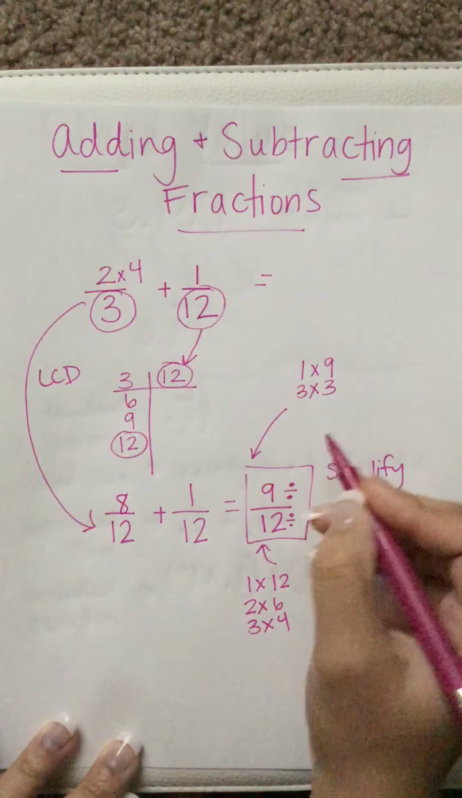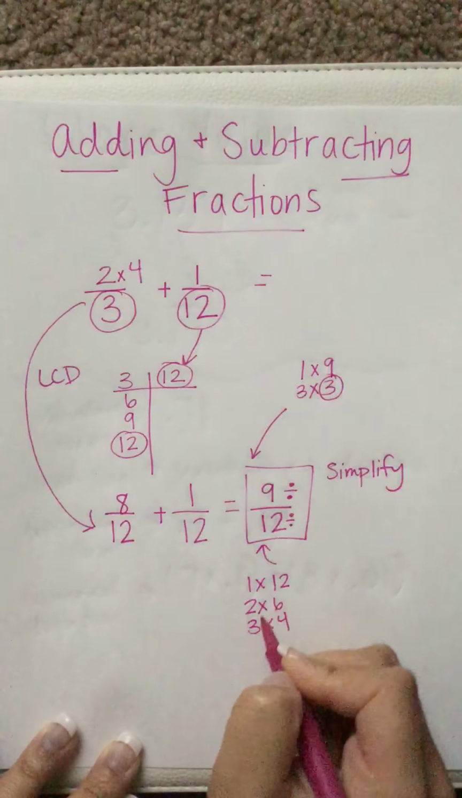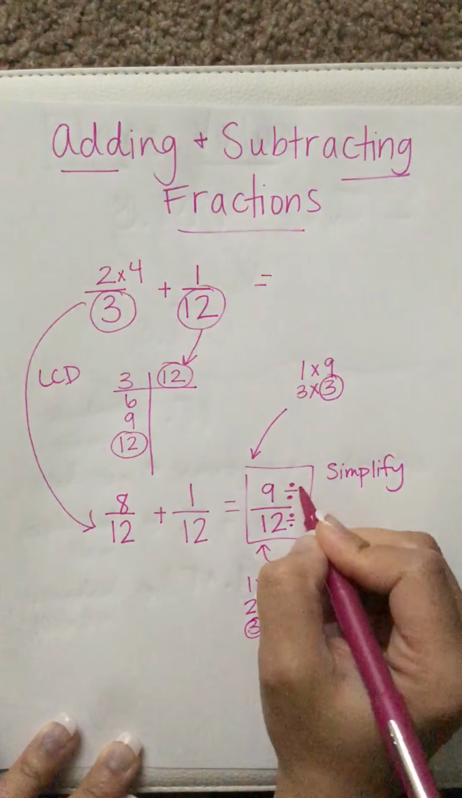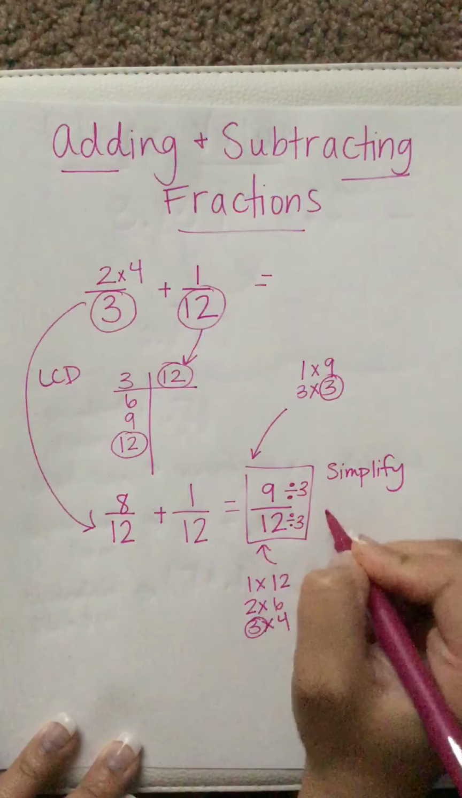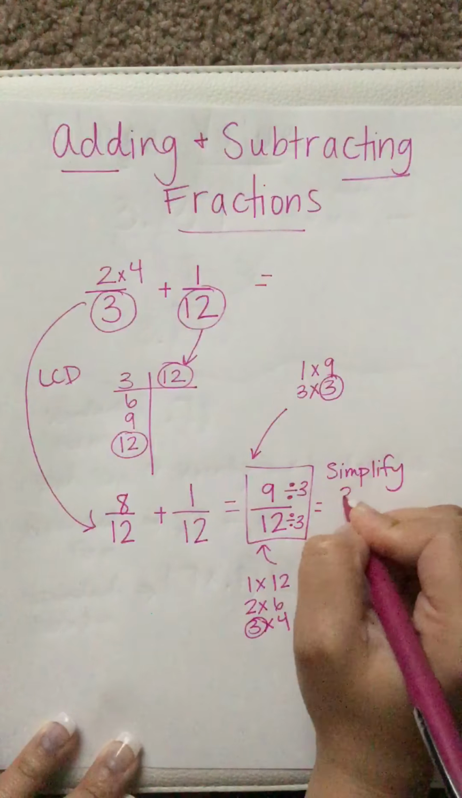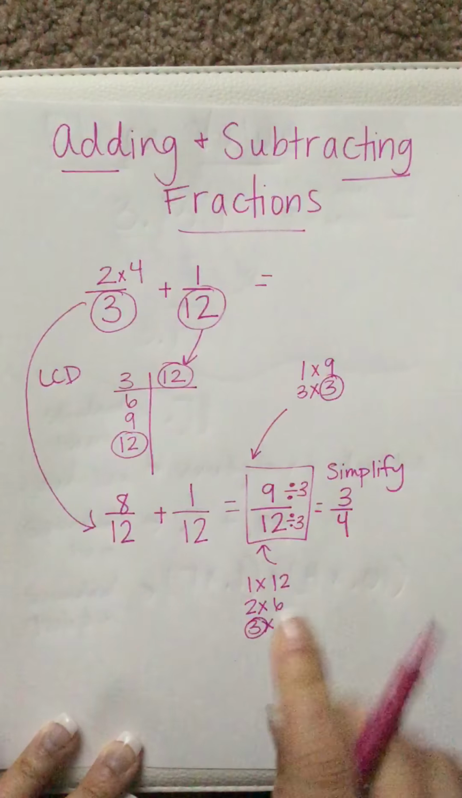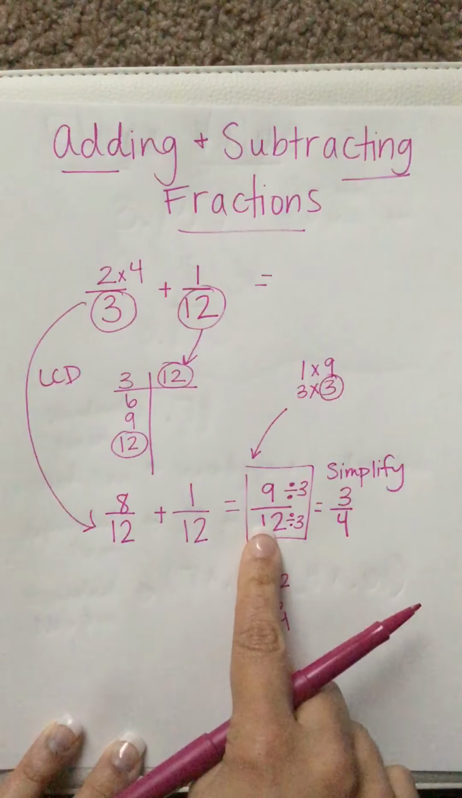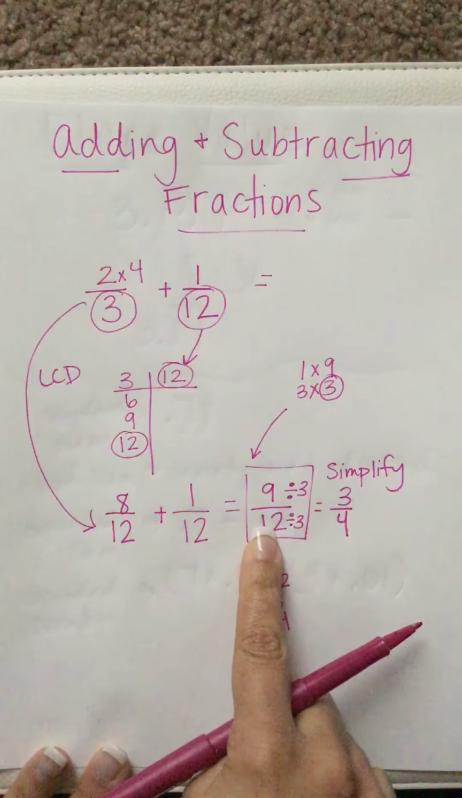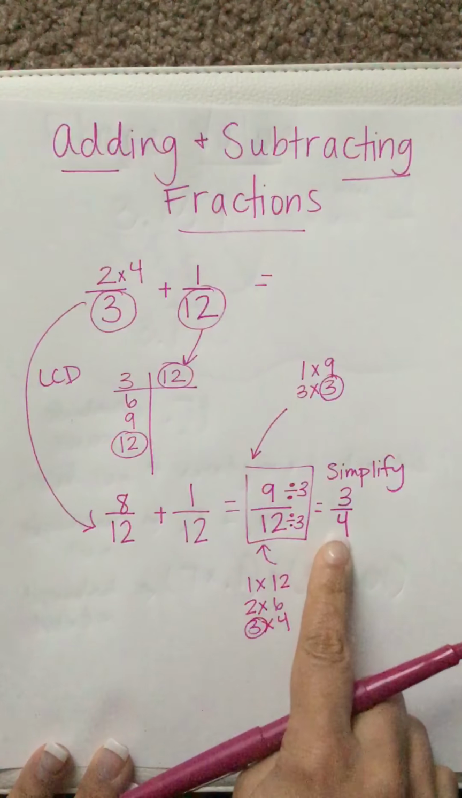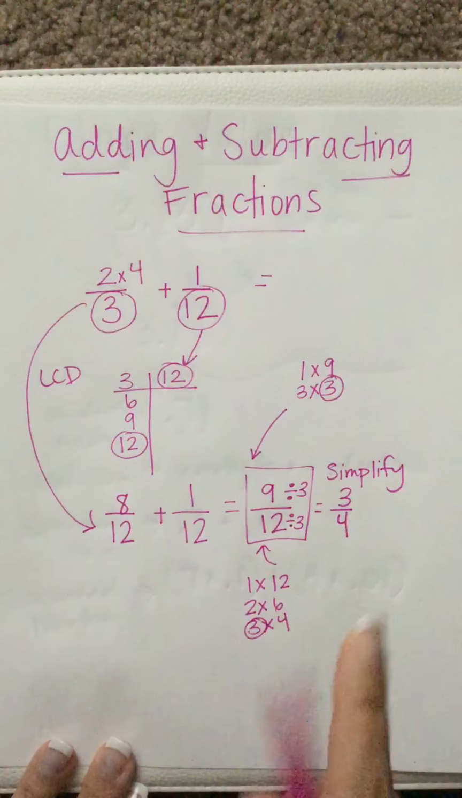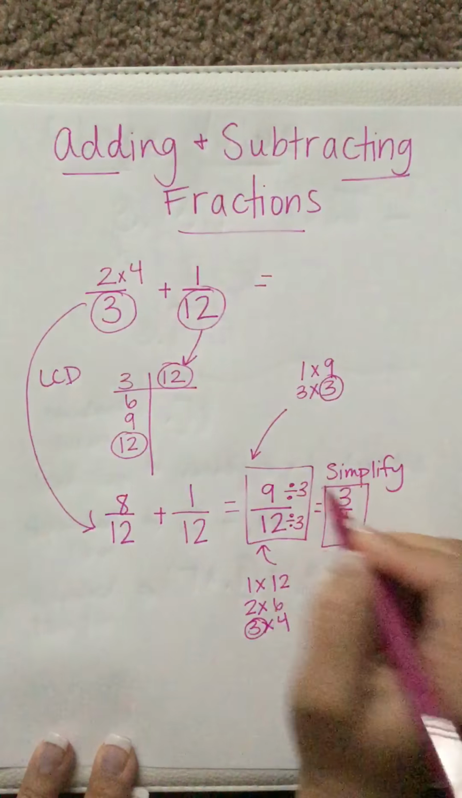9 and 12 both share 3 as a factor. So if I divide both of those numbers by 3, I get 3/4. So 9/12 is the correct answer, but if you simplify and make it smaller, it's 3/4 as well. So both of these are the correct answer.